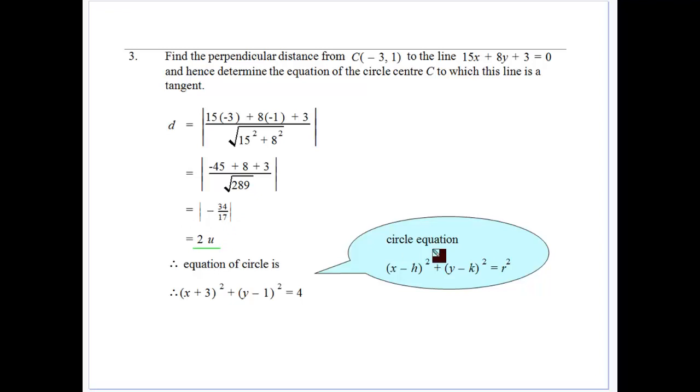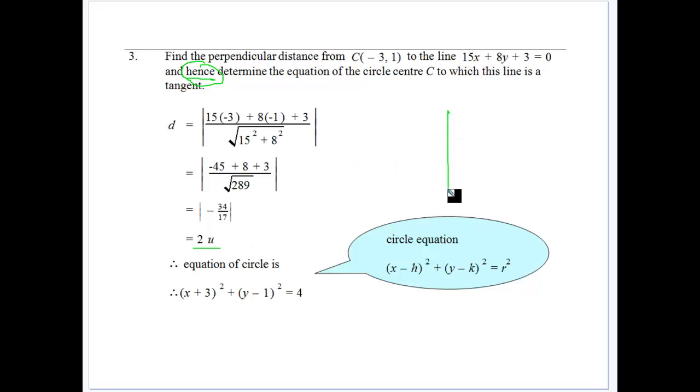So what does that mean for us when we've got there? Because it says hence determine. Now where we see the word hence in a question, it means use what we've just done. So again, if we weren't sure what that word means in a problem in mathematics, and you will see it a lot, we get the idea that we use what we've just done. So obviously we want to use this distance in the equation of the circle.